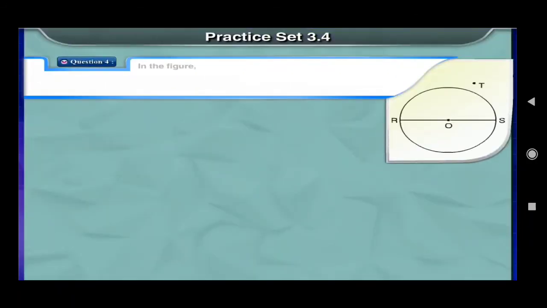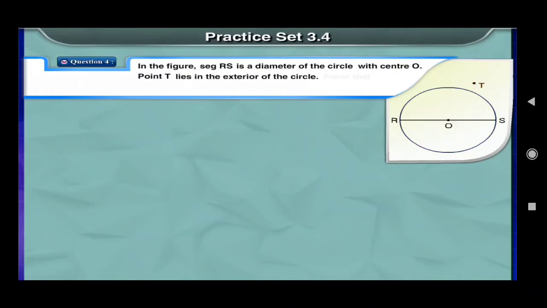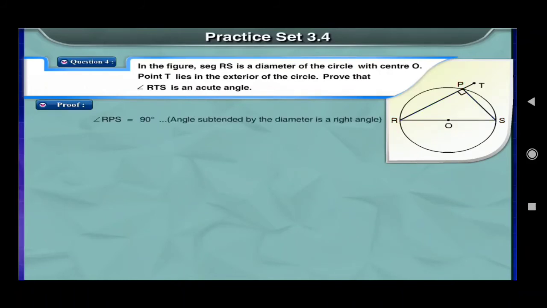4. In the figure, segment RS is the diameter of the circle with center O. Point T lies in the exterior of the circle. Prove that angle RTS is an acute angle. Here's the proof. Draw segment RT. Let it intersect the circle at point P. Join PS. Angle RPS is the angle subtended by diameter RS at point P on the circle. Therefore, angle RPS is equal to 90 degrees, since the angle subtended by the diameter is a right angle. Therefore, segment SP is perpendicular to segment RT.